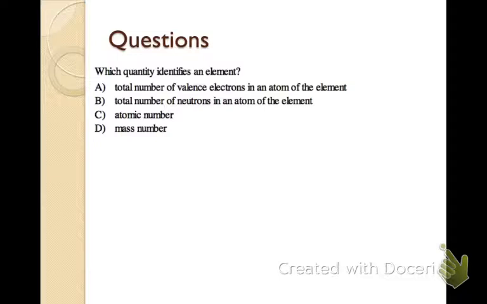So if we want to know what identifies the element, let's go through these. So the total number of valence electrons in an atom of the element. Don't forget, valence electrons are the electrons in the outermost shell. And this specifically won't tell us what element it is. It'll tell us what group number it is, but not necessarily which element in that group. So for B, the total number of neutrons in an atom of the element. The neutrons can change. They can vary between certain elements, and some elements might have the same number of neutrons. So this necessarily doesn't tell us the right number. The atomic number is the number of protons, and the mass number is the number of protons and neutrons. So if we want specifically what identifies an element, it should be the atomic number, just the number of protons.